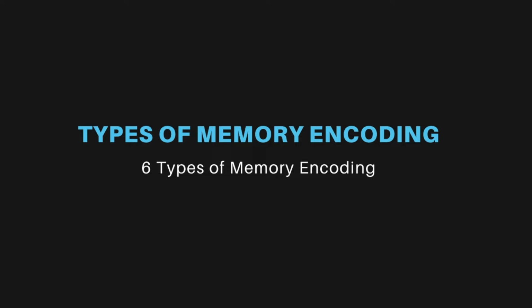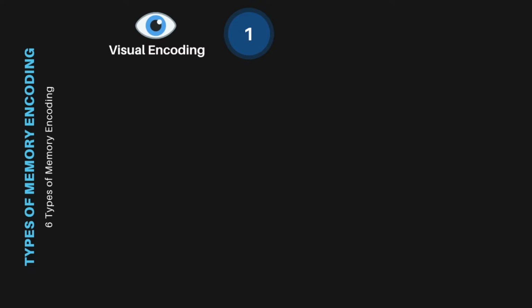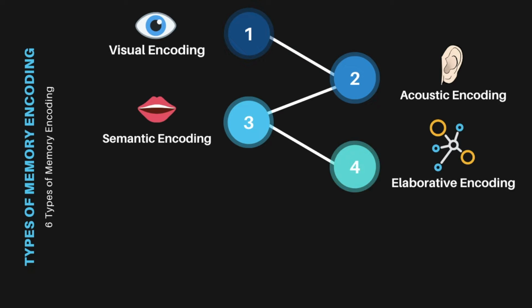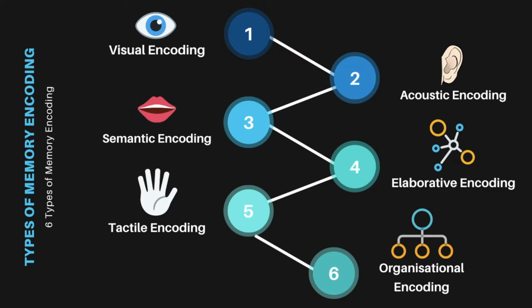Now, there are 6 main types of memory encoding. They are visual encoding, acoustic encoding, semantic encoding, elaborative encoding, tactile encoding, and finally organizational encoding. Let's dive a little deeper into each of these types of encoding and understand what they are.